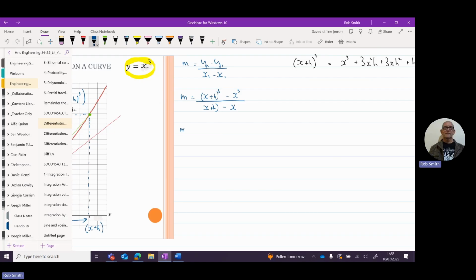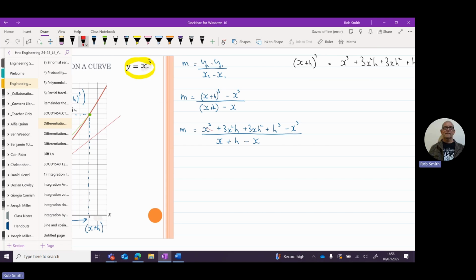So now my gradient is going to equal x to the power of 3 plus 3x squared h plus 3x h squared plus h to the power 3, minus x to the power 3, all over x plus h minus x. So it's getting a bit long-winded now, but we'll see what we can cancel out.